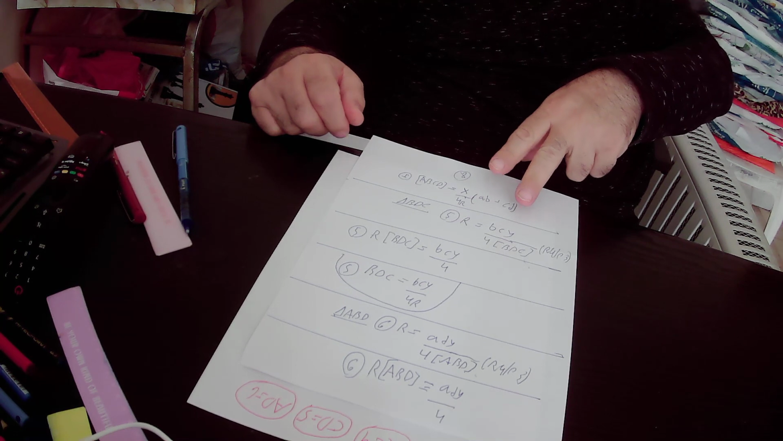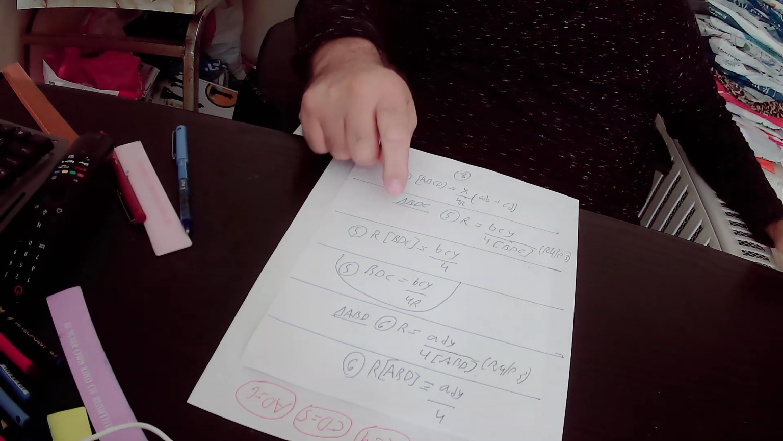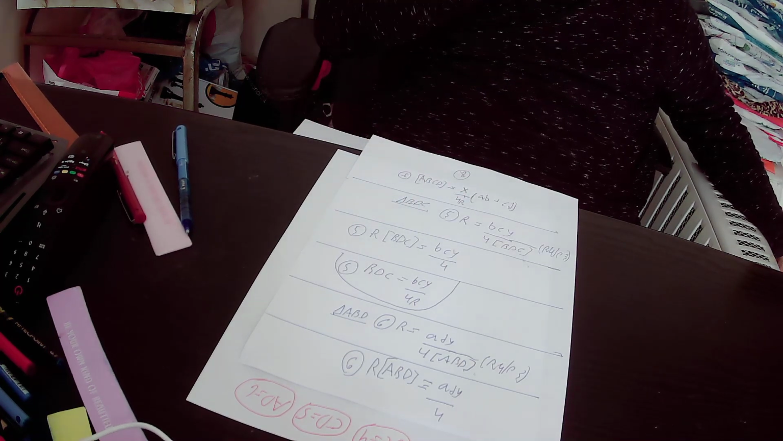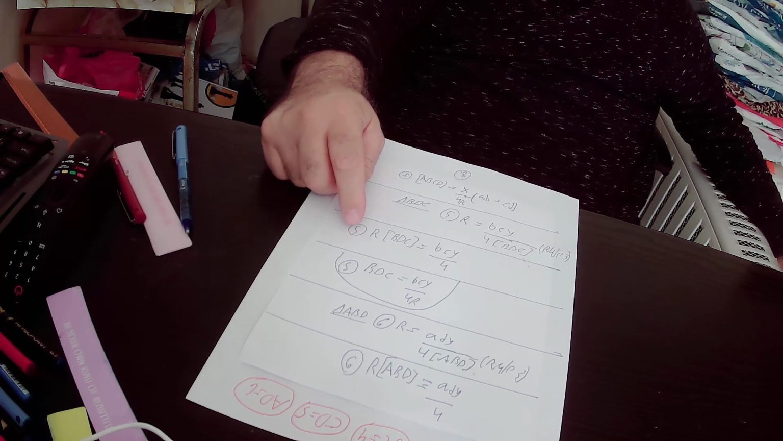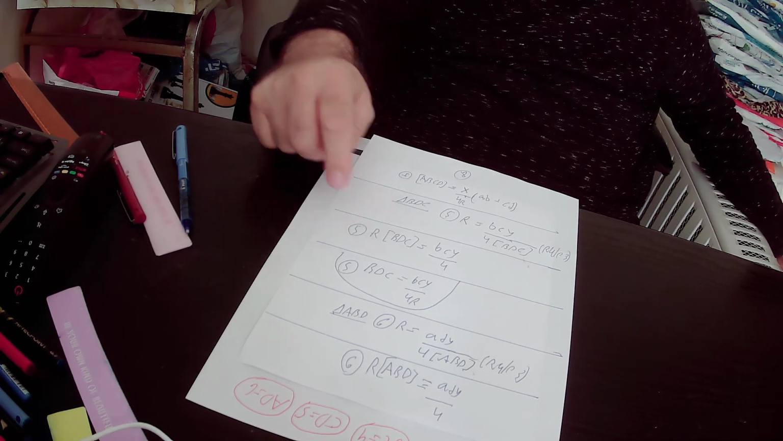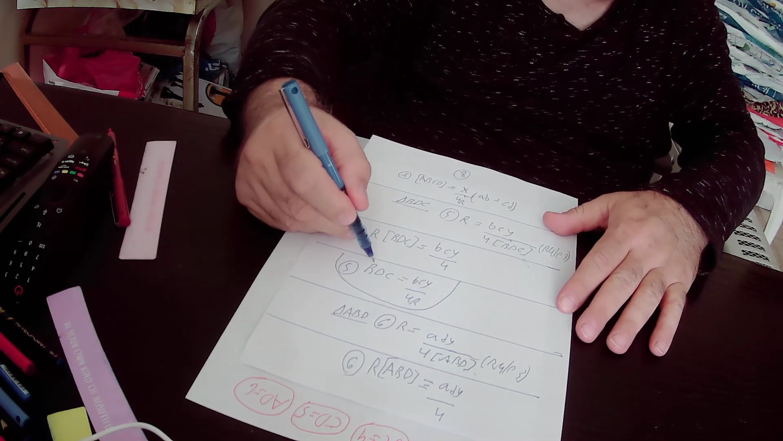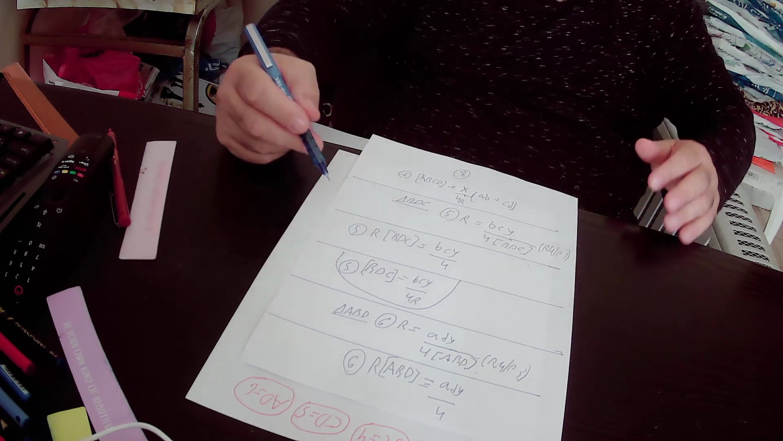We multiply equation number 5 by the area of triangle BDC, and we get that R times the area of triangle BDC equals BCY over 4. Here we divided equation number 5 by R, and we got that the area of triangle BDC equals BCY over 4R.